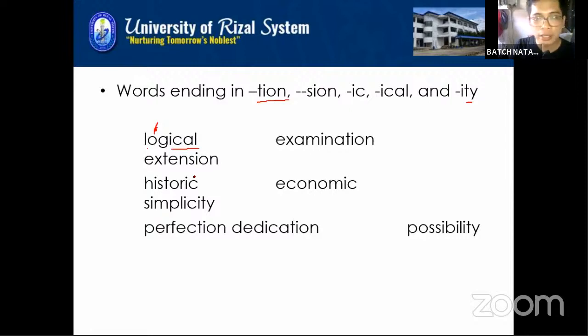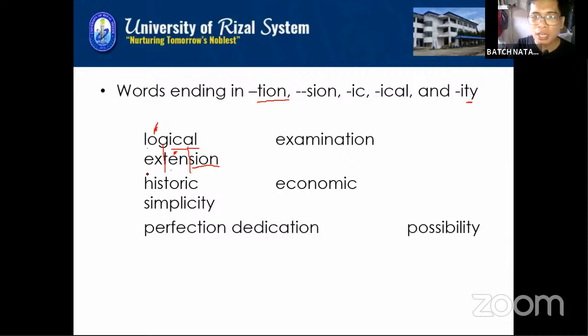Then the word here, extension, ends with the suffix shon, and then we have other syllables, x and ten. Since the syllable preceded by the suffix shon is ten, the stress falls on this syllable. Okay, we say extension, extension.